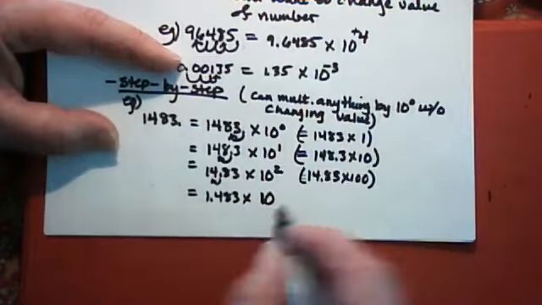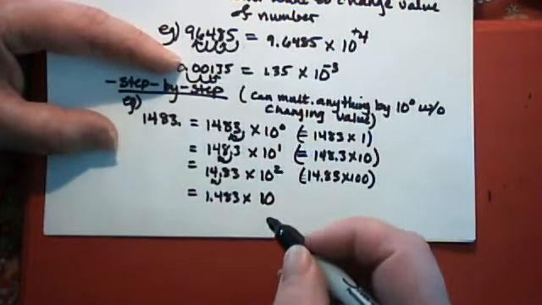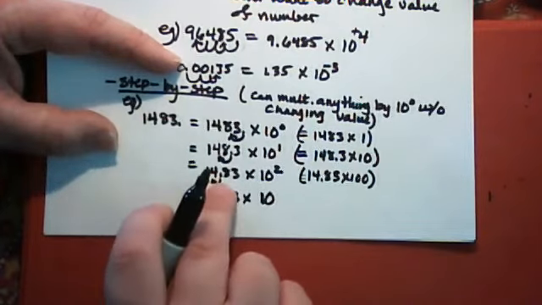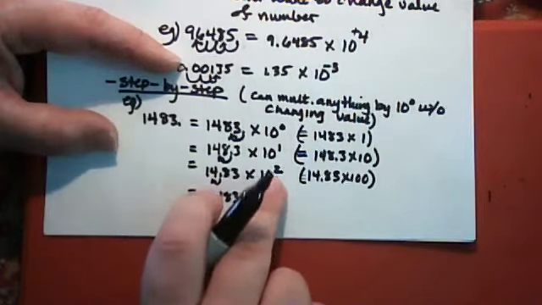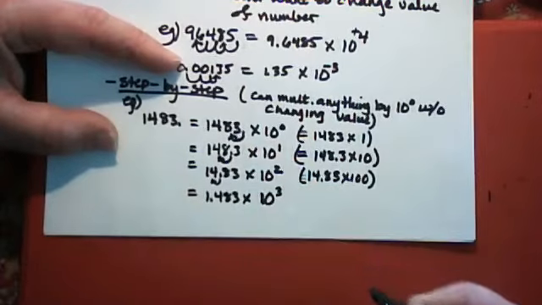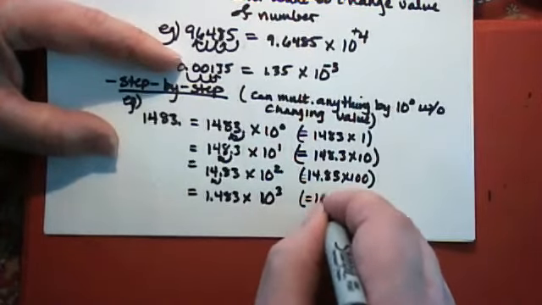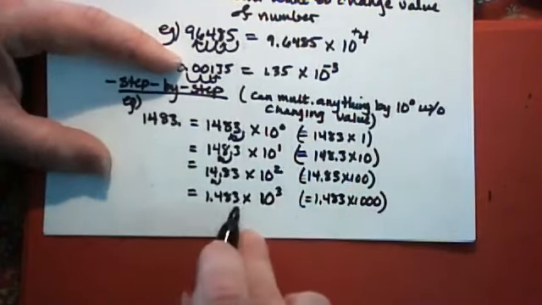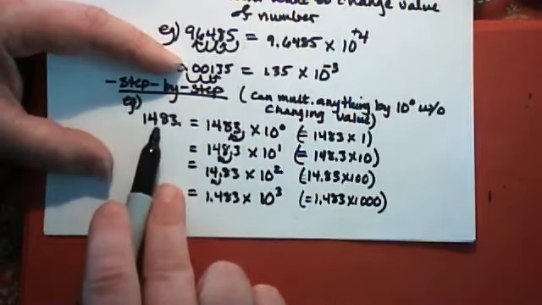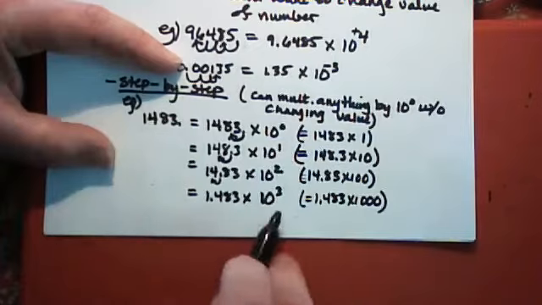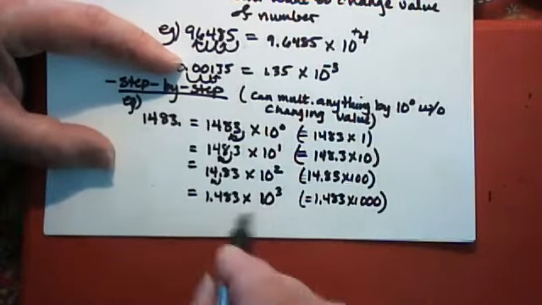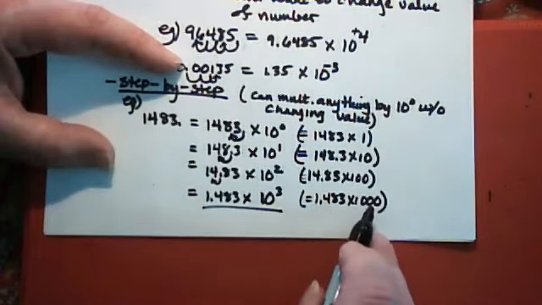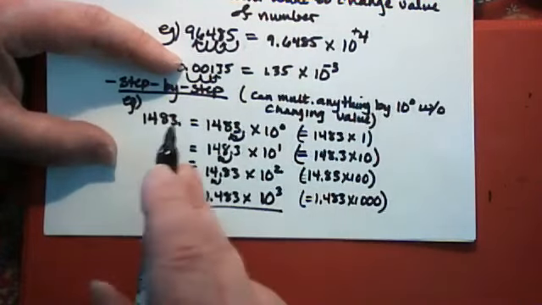In getting 1.483, we move the decimal point one space to the left again. Moving it to the left makes the first part of the number smaller. 1.483 is smaller than 14.83. So we have to make the exponent bigger to compensate. And that ends up being 3. So 1.483 times 10 to the third is the same thing as 1,483. Now, 1.483 times 10 to the third is the same thing also as 1.483 times 1,000, because 10 to the third is 1,000. And if you multiply that out, you get 1,483.